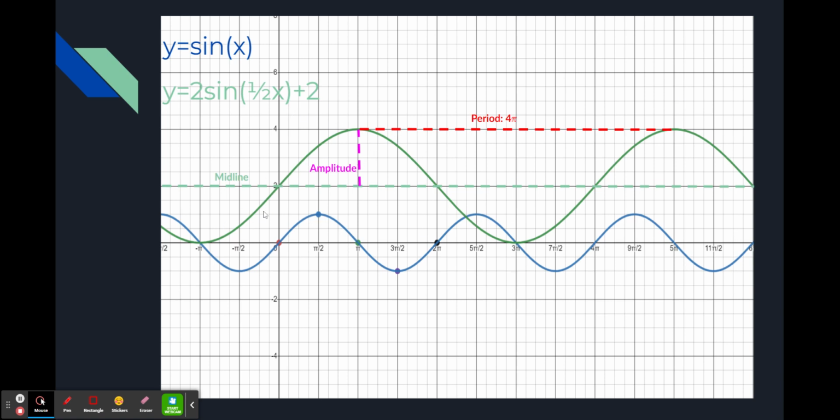The range for this graph, the green graph, would be 0 to 4, because the range changes depending on the graph. It's the lowest to highest point. As for the blue one, the parent function, it would be -1 to 1. And you could apply the midline up to period. It would also apply to this graph because it's just transformations. That's really it. And that is my video. Thank you.